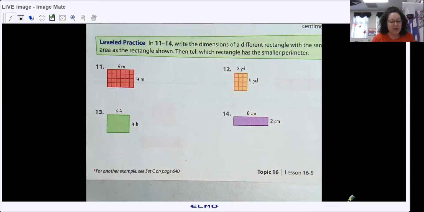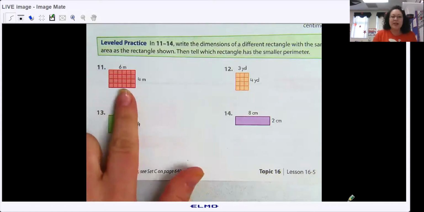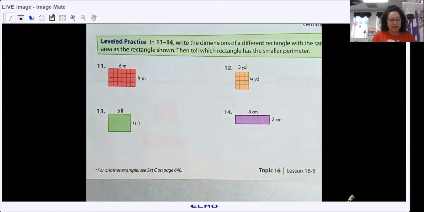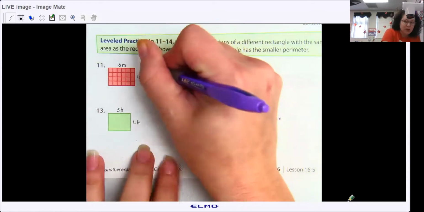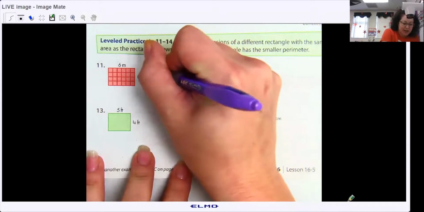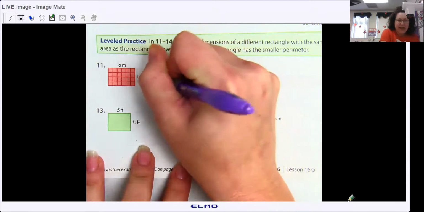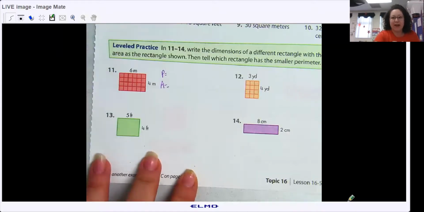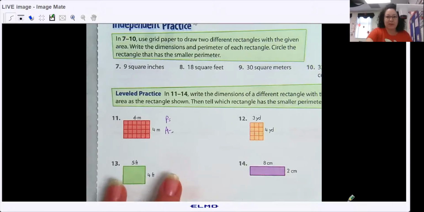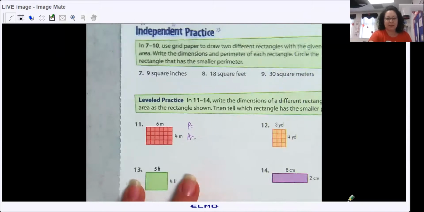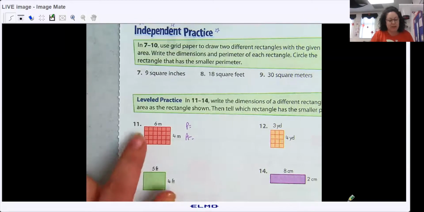So the direction says write the dimensions of a different rectangle with the same area as the rectangle shown. Then tell which rectangle has a smaller perimeter. So what we have to figure out first is what is the area and what is the perimeter. So I'm going to put a P here and an A here, P for perimeter, A for area, right? Okay. So let's find our perimeter.